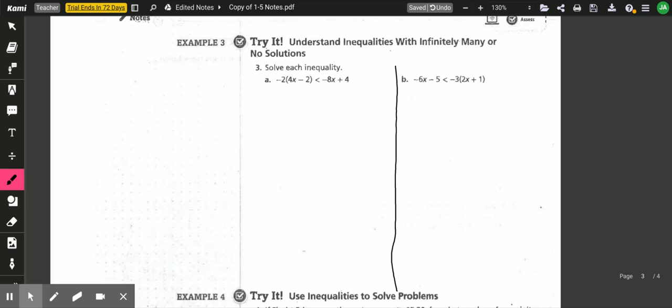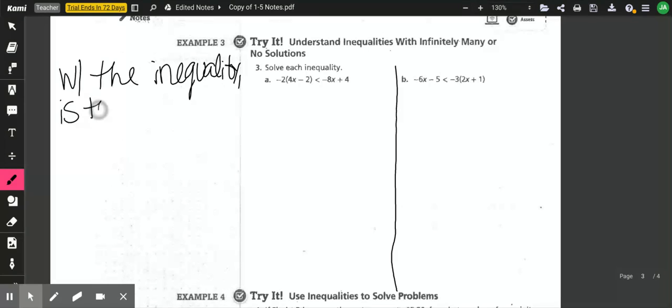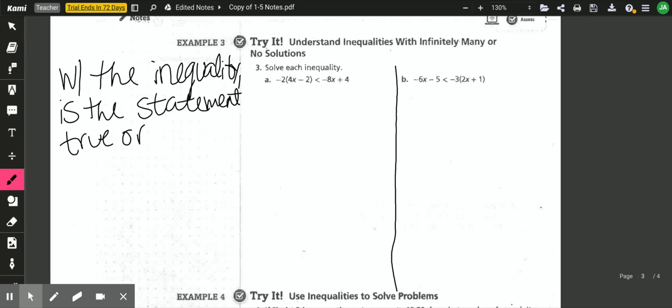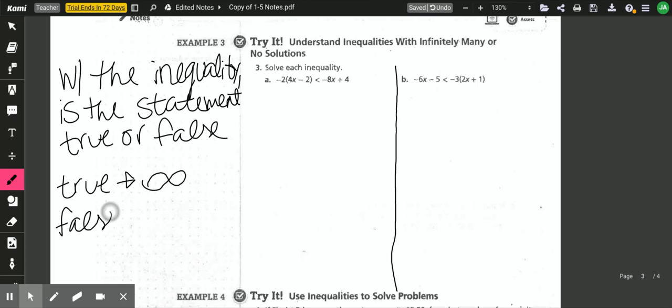What you're going to have to pay attention to for this is, with the inequality symbol, is the statement true or is it false? If it's true and always true, that's going to be infinite solutions. If it's false, that's going to be no solution. So let's take letter A here.